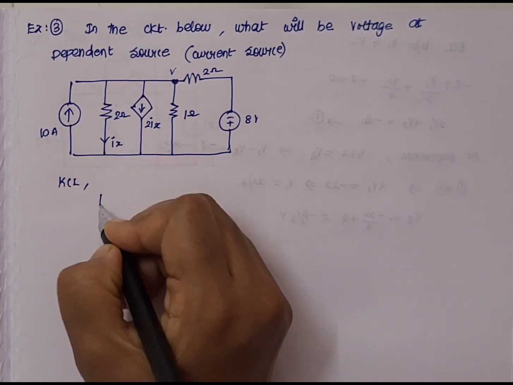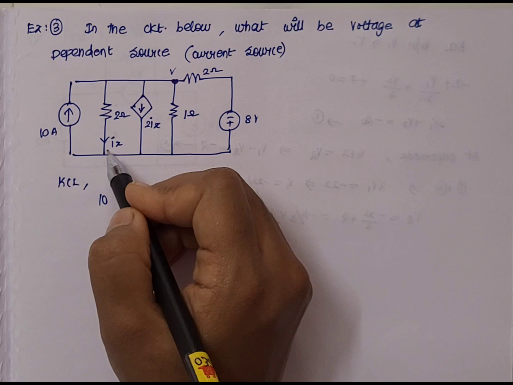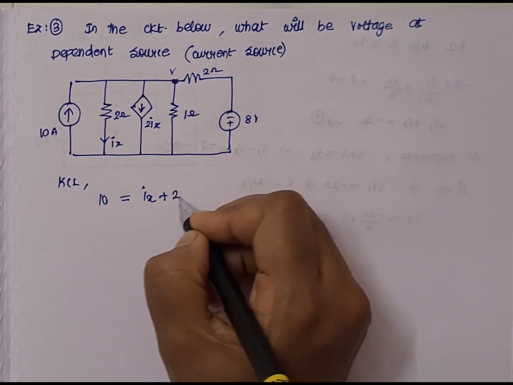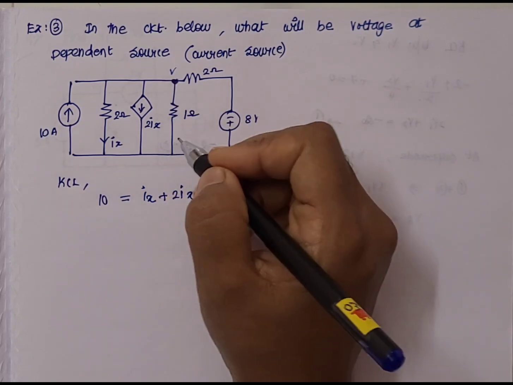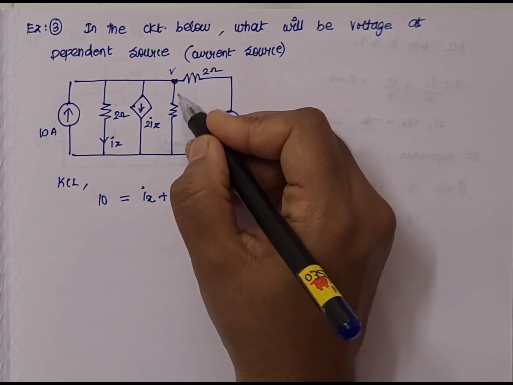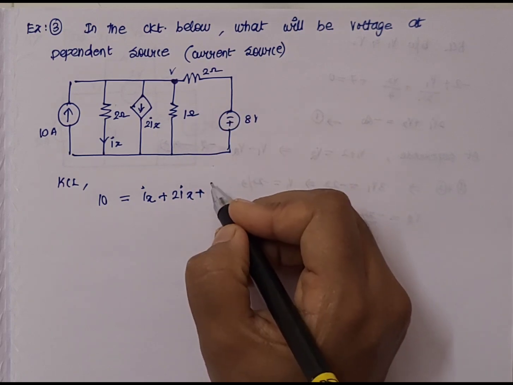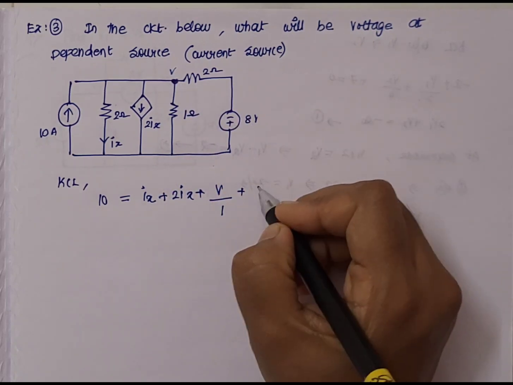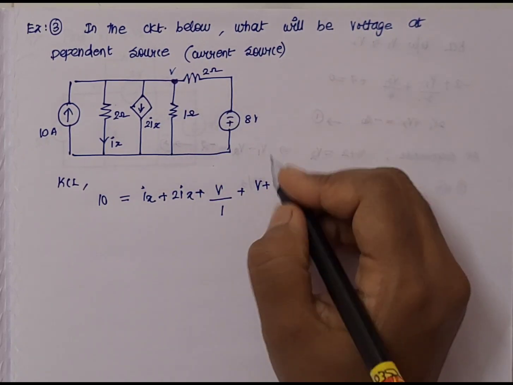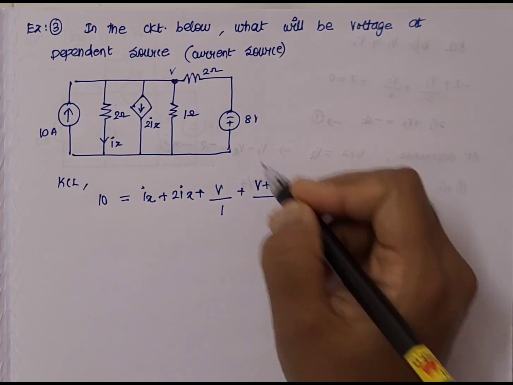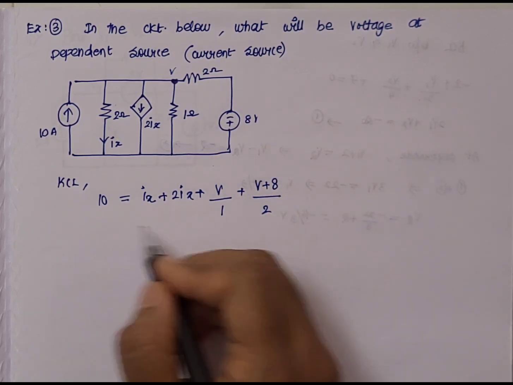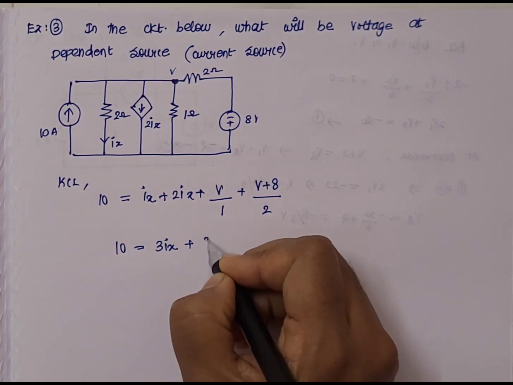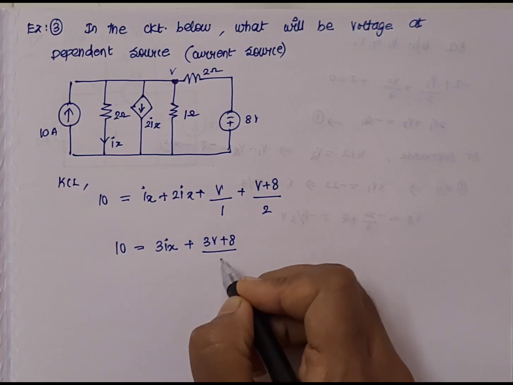So the value of current is 10, which is equal to the current flowing across this particular branch, Ix. Next, across here it is 2Ix, plus here we have the value V. The current is unknown here, so we can write it as V by R. So V divided by the R value of 1, plus under this particular branch we have a voltage source also, so (V plus 8) divided by the R value of 2. So we have to solve this now. 10 is equal to 3Ix plus 3(V plus 8) divided by 2.